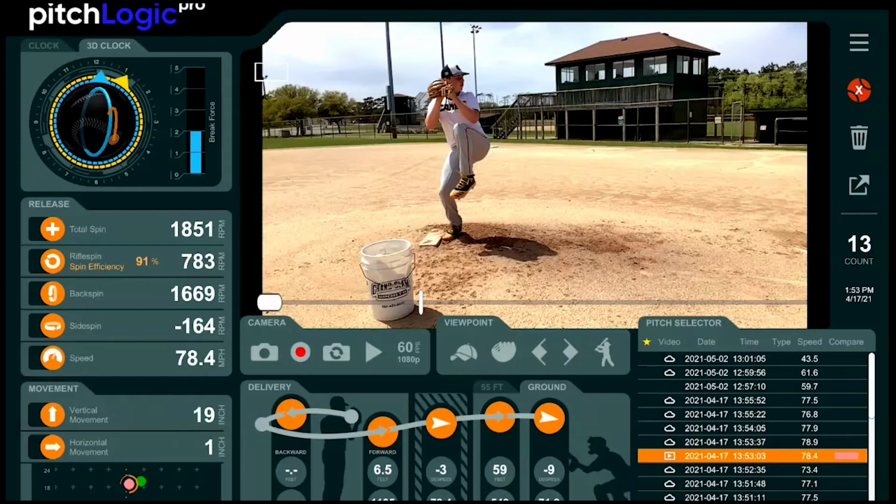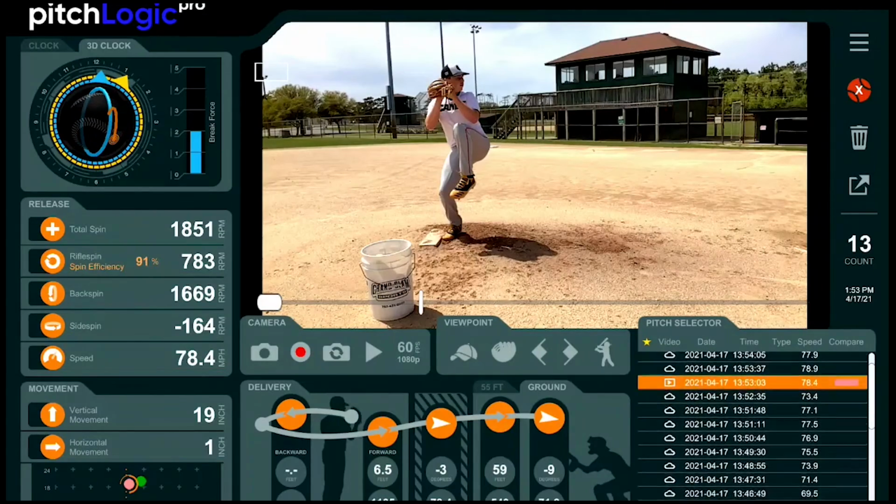Also, backspin is directly related to vertical movement, whereas side spin is directly related to horizontal movement. So if you look at 1,669 RPMs of backspin, that accounts for 19 inches of vertical movement on this fastball. That lift effect, if there was zero gravity affecting this pitch, it would rise 19 inches by the time it reaches home plate. Let's look at a different pitch.